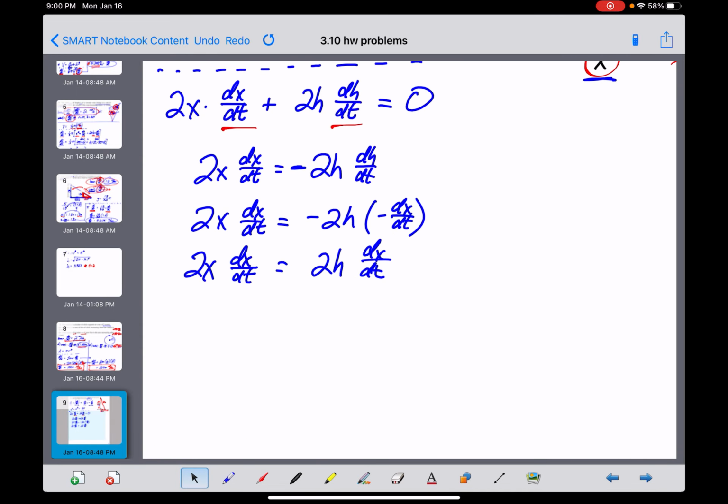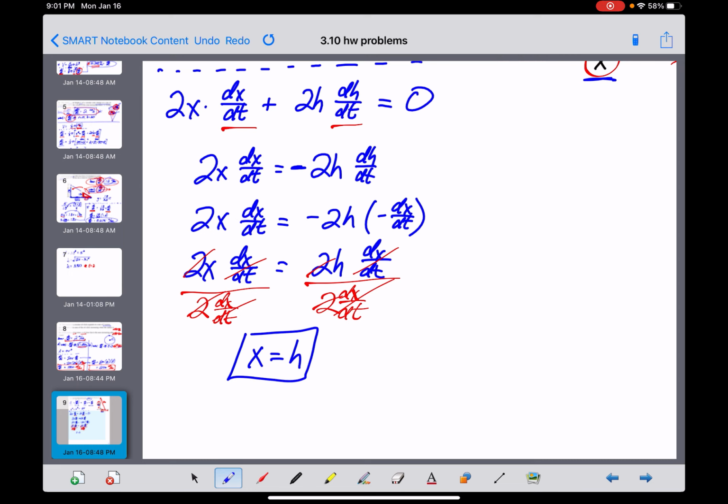All right, this is something you might be able to do on your own. We can just divide out the dx/dt on both sides. That and that wipe out, and now we get 2x has to equal 2h. I guess while I was at it, I could have divided the 2's out on each side too. Those 2 and 2 are gone. So then what I really have here is x has to equal h. That's really the answer that they're looking for here, guys.